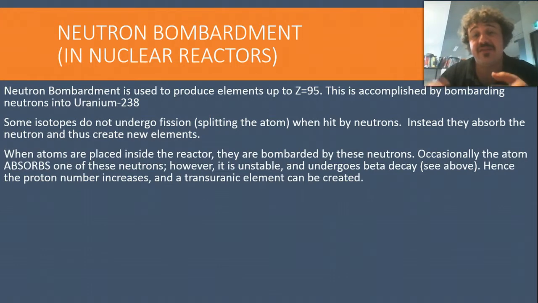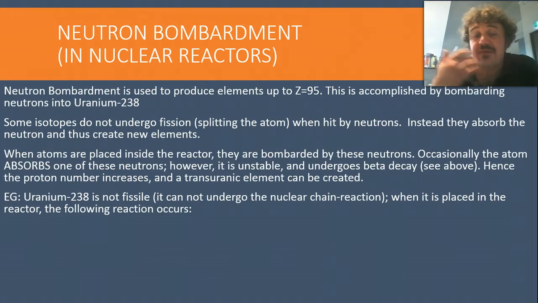So we can hit it with neutrons. It will absorb them, they will join it, and then we create new elements. Basically, we place the atoms inside the reactor and then they are bombarded by neutrons. Occasionally, the atom absorbs one, so it hits it and it stays in the middle. Now, this is unstable and it undergoes a beta decay. When it undergoes a beta decay, this means that one of those extra neutrons, because the neutron to proton ratio is too high now, becomes a proton. So it becomes a proton, which shifts the atomic number up, and it loses an electron. So, as the proton number increases, transuranic elements are created.